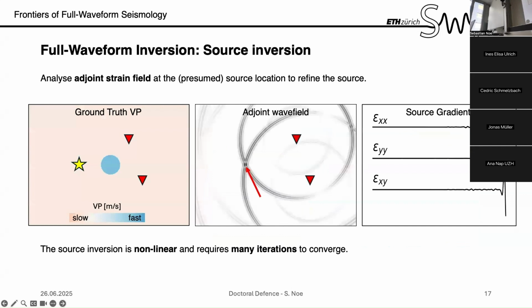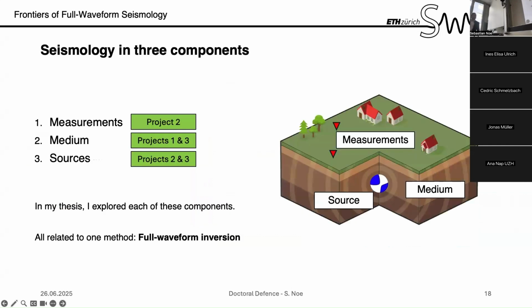So we go back to this slide here, and basically just have to look at the source location, or the presumed source location, and explore the adjoint wave field there. And when we do this, we actually get an idea what this radiation pattern looks like. And this also is a nonlinear problem that requires potentially a lot of iterations to converge. All right, and now I think we have all the ingredients to jump into my project.